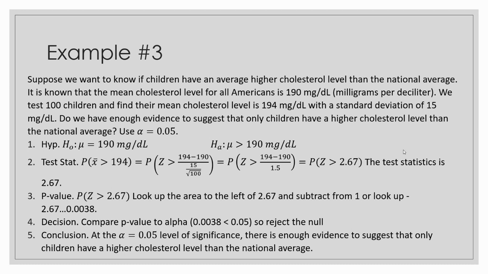All right. And we work the computation out and we get 2.67. Okay, so this is a right-tailed test, okay, area to the right, so we know how to deal with this. We've done it before. There was another example that we looked at. The p-value we end up with is 0.0038. We compare this to the level of alpha, and what you should notice is that it's less than alpha. So as a result, we get to reject the null. It is significant enough. So the conclusion here is that at the alpha is 0.05 level of significance, there is enough evidence to suggest that only children have a higher cholesterol level than the national average.